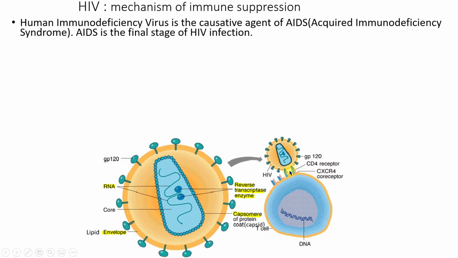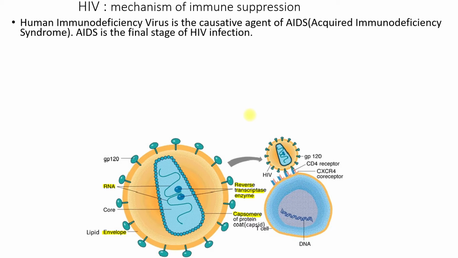Now HIV is the human immunodeficiency virus. Okay, please get your spelling correct here, right? Human immunodeficiency virus, which is the causative agent of AIDS. Causative agent means the main culprit that causes AIDS, right? What is AIDS? It is the acquired immunodeficiency syndrome. AIDS is the final stage of HIV infection.